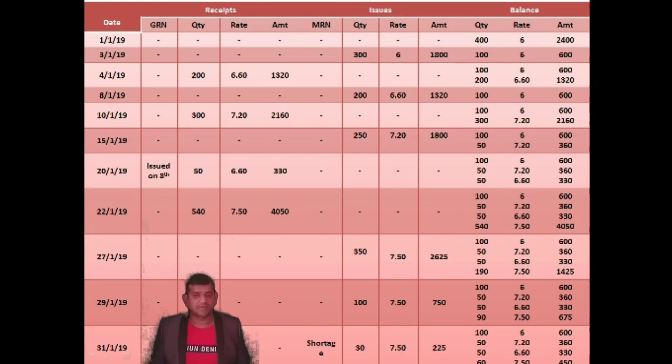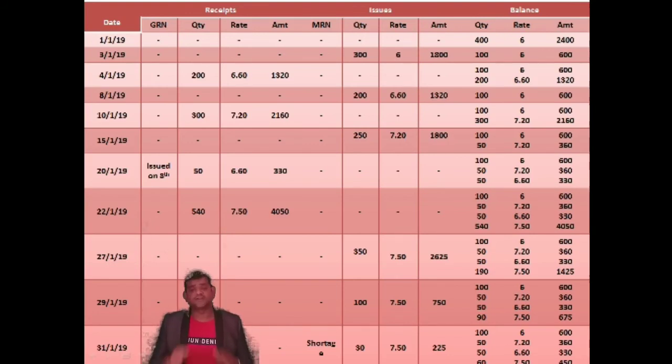So now go to the balance column. 100 units at rupees 6 per unit, 50 units at rupees 7.20, that comes to 360. 50 units at rupees 6.60, that comes to 330 rupees. Then we have 60 units at rupees 7.50, 450 rupees. So this is the solution.